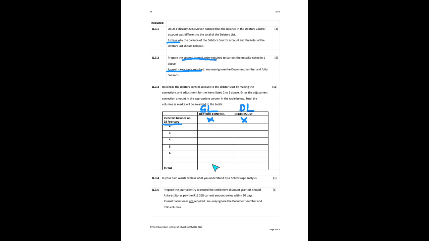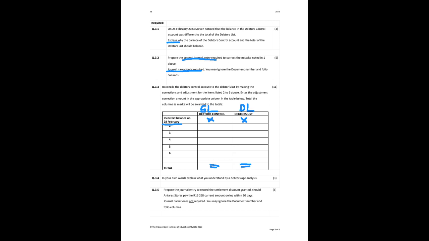Where was the mistake? So it's exactly the same thing as a bank account, where you have to identify, did the bank make the error or did the business make the error? Over here, we're saying, was the error made in the subsidiary journal records, or was the error made in the debtors list records? So that's 11 marks for arriving at this total. When you get to the bottom over here, those two totals must be exactly the same.